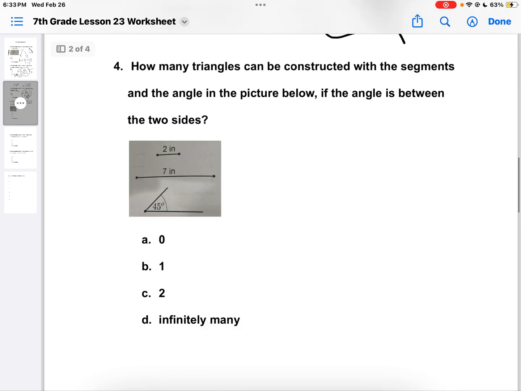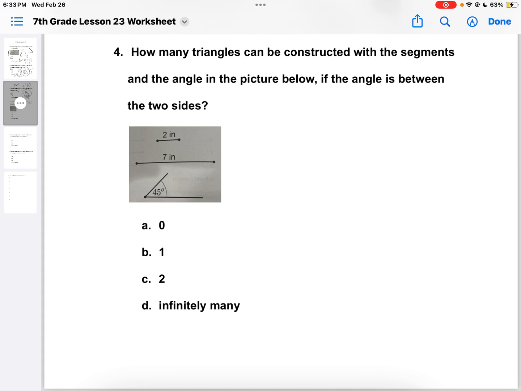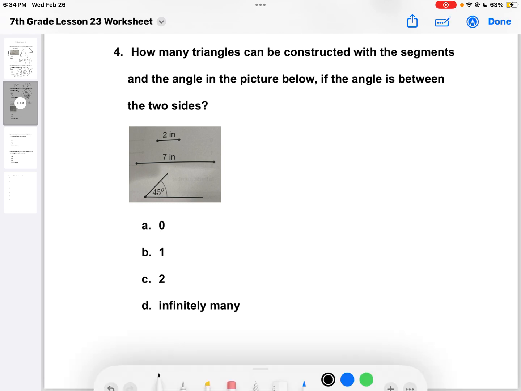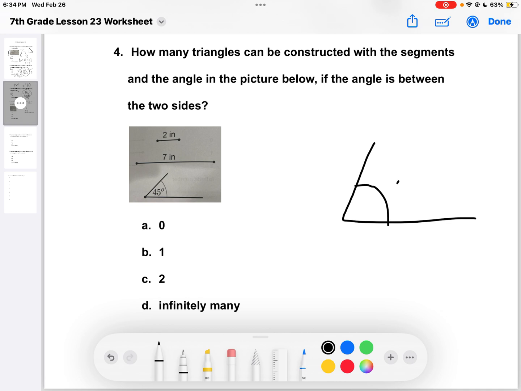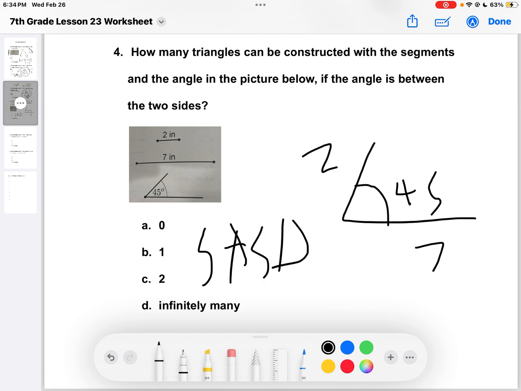So yeah. Alright, number 4, it says how many triangles can be constructed with the segments and the angle in the picture below if the angle is between the 2 sides. So number 4 is exactly like number 2. Let's draw this. It says 45. We have a 2 and a 7. This is a SAS triangle. And no matter if it's at the bottom left, or bottom right, or the top, it will always remain the exact same. So then the answer will be B, 1.